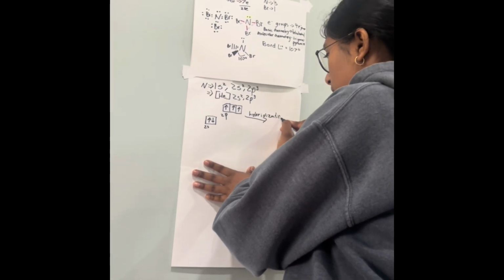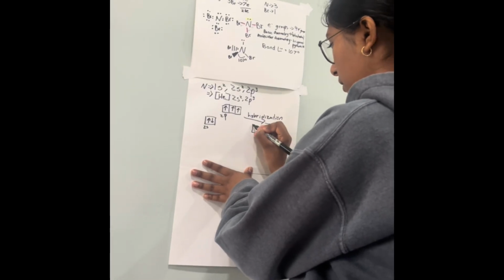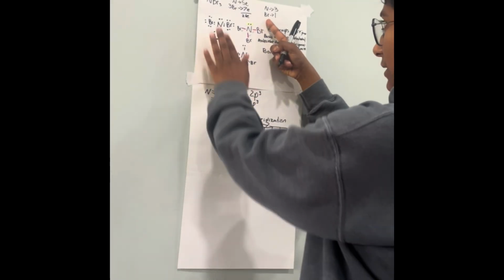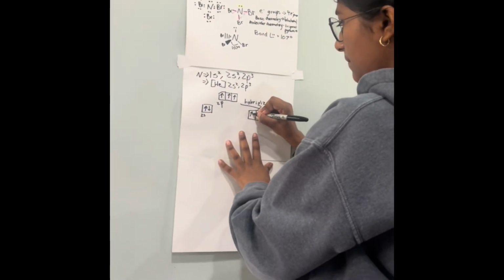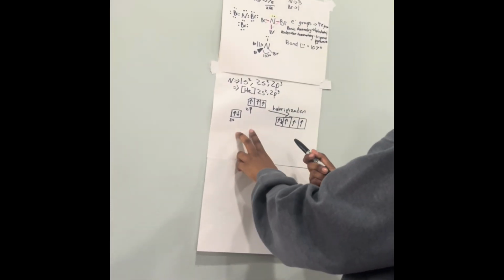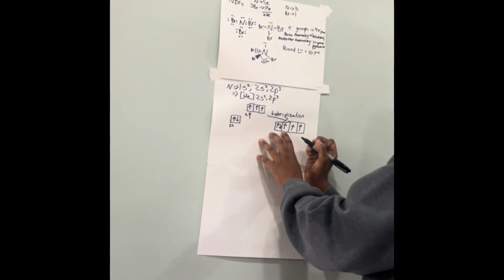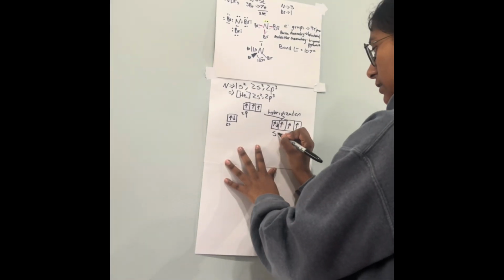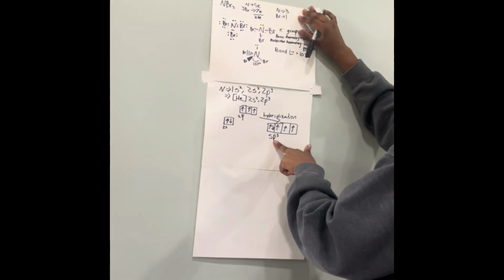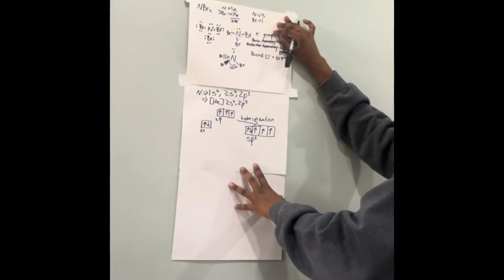So what is that going to look like? 1, 2, 3, 4. So we're going to make 4 boxes here. Okay, so we're going to move these here. 1 here, 1 here, 1 here. So what does that make this? This makes this an sp3. Great. So now that we know it's an sp3 hybridization, we can draw our energy level diagram.